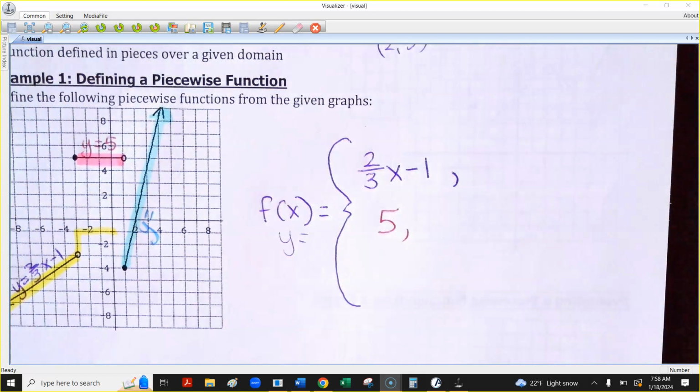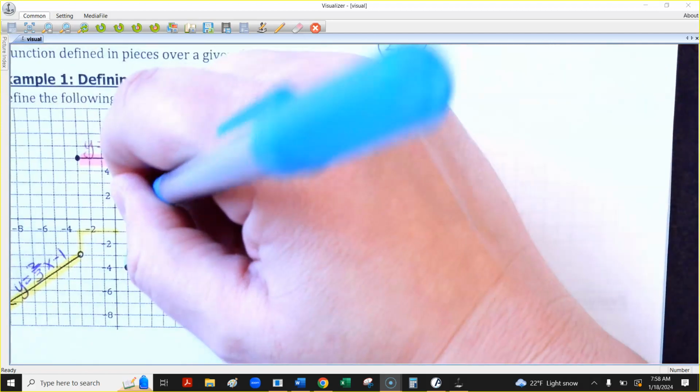Should be a whole number. It's not a fraction here. It should be 4. You're going up 4 over 1. Okay, now this would be 4x.